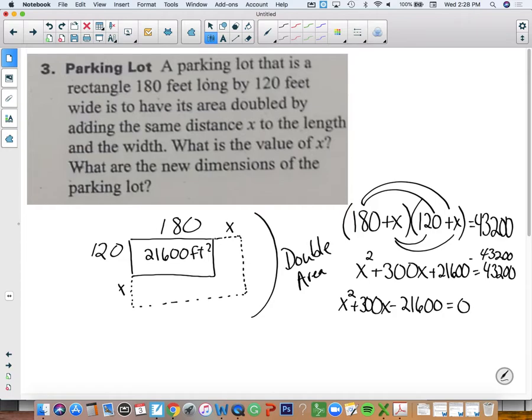So now you got a crazy big number to factor. So quadratic formula might be a better option here. Okay, another option would be go to a graphing calculator, punch that thing in a graphing calculator, and look for the x-intercepts. Okay.